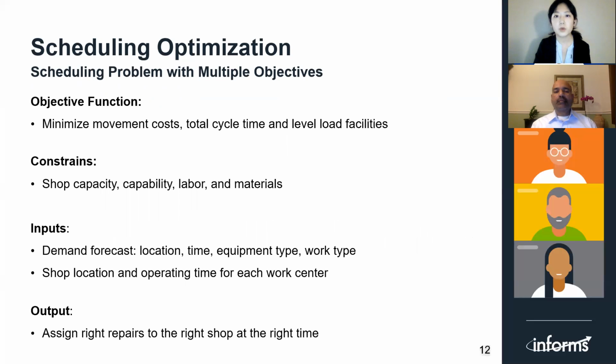The actual scheduling problem will be solved by a multiple objective optimization algorithm. Our objective is to minimize the movement cost, the total cycle time, and to level load facilities. The total cycle time includes the transit time, waiting, and repair time. Level loading is just to spread the workload across different shops in the network. The constraints we are considering include shop capacity, capability, labor, and materials. The inputs we are using include the demand forecast and some shop-level input. Then we can generate the scheduling, which is to assign the right repairs to the right shop at the right time.